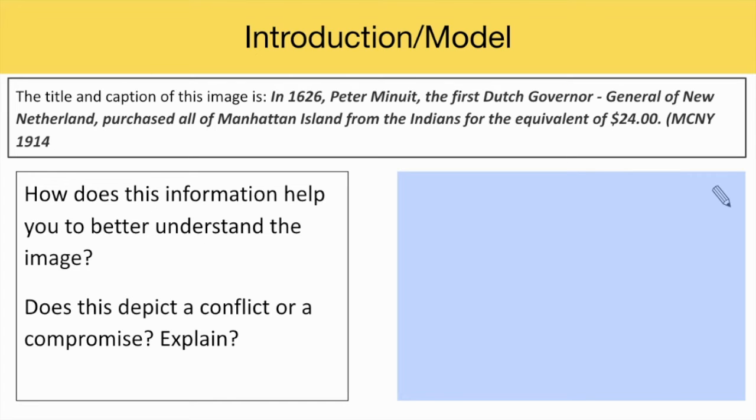We'll then share that the title and caption of this image is "In 1626, Peter Minuit, the first Dutch governor-general of New Netherland, purchased all of Manhattan Island from the Indians for the equivalent of $24." We'll ask students to respond to the following questions. How does this information help you better understand the image? And does this depict a conflict or a compromise?